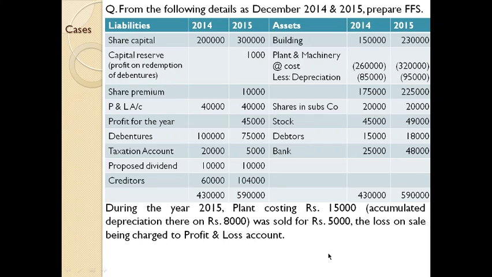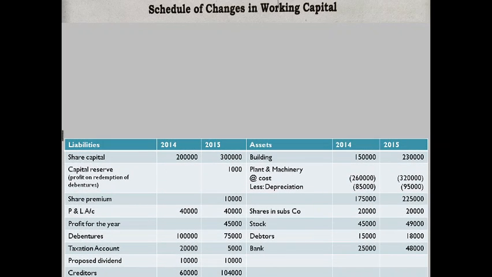So let us begin with the computation part. There is not much adjustment information, only one piece of information is given. Let us deal with the computation. We begin with preparation of the schedule of changes in working capital. You all know how to prepare a schedule of changes in working capital and what items come under it. The pattern of preparation is like this. The question was like this, consisting of liabilities and assets, actually a comparative balance sheet, and you know what items have to be taken in the schedule of changes in working capital.